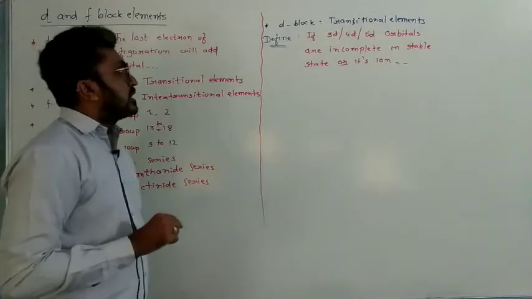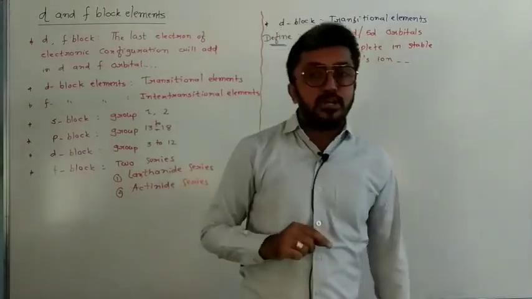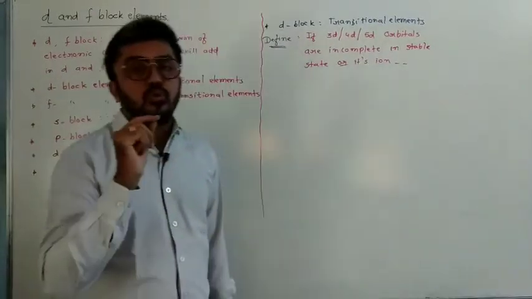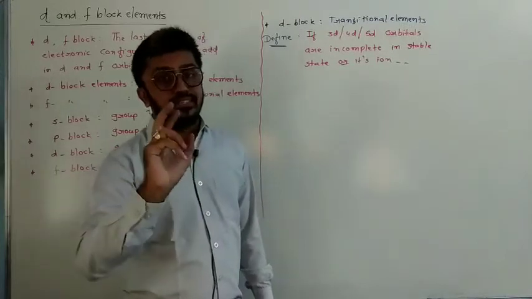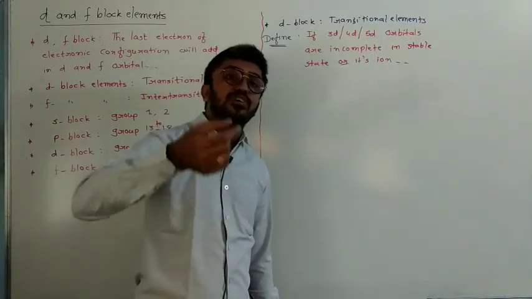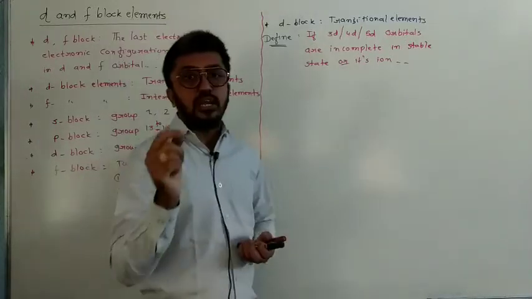So that is transitional elements. Again I repeat that if 3d, 4d or 5d orbitals are incomplete in stable state or in the electronic configuration of its ion, then it is a transitional element.